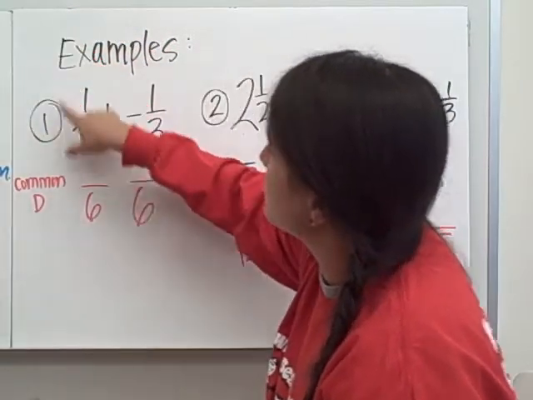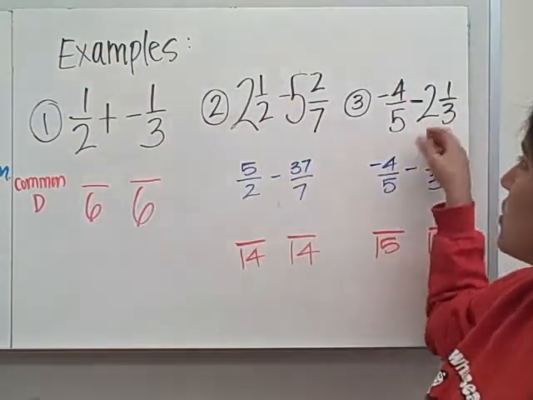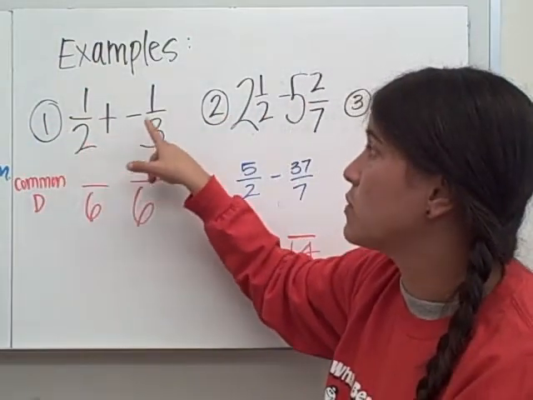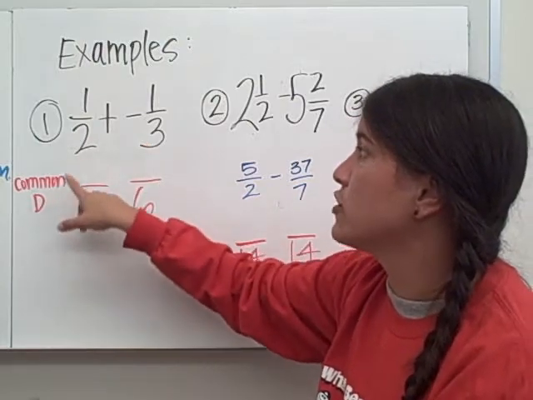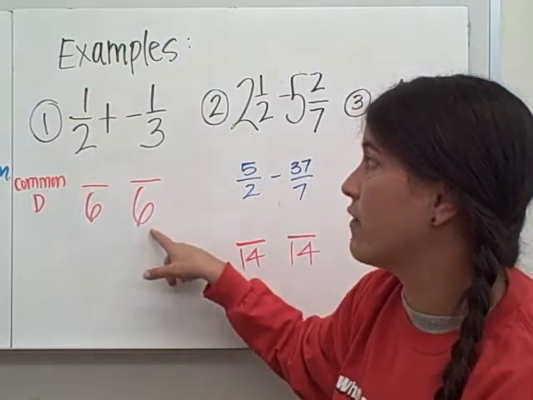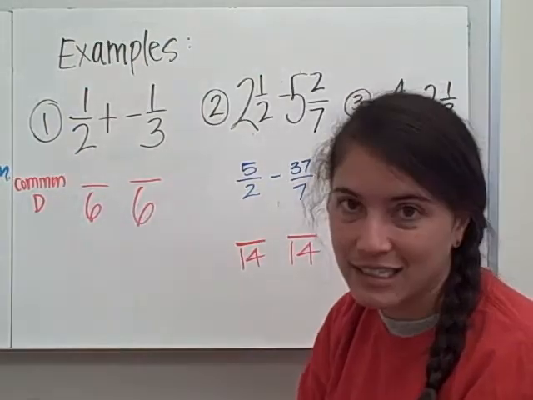All right, examples. I have 3 examples for you, 1, 2, and 3. Let's work them out together. Example 1. 1/2 plus 1/3. So the first thing we need to do, we don't have any mixed numbers, so we can find a common denominator, and I've already found that my common denominator is 6.